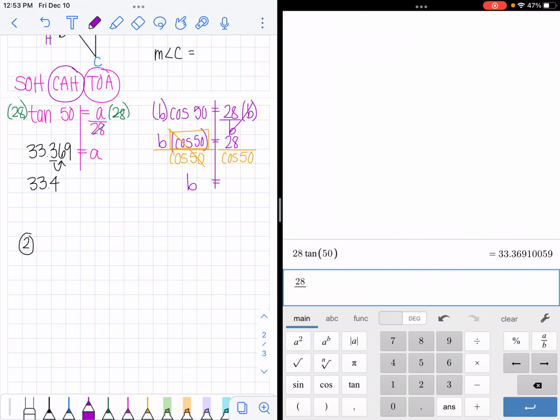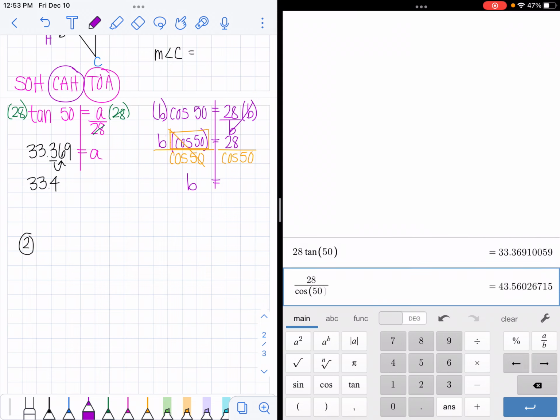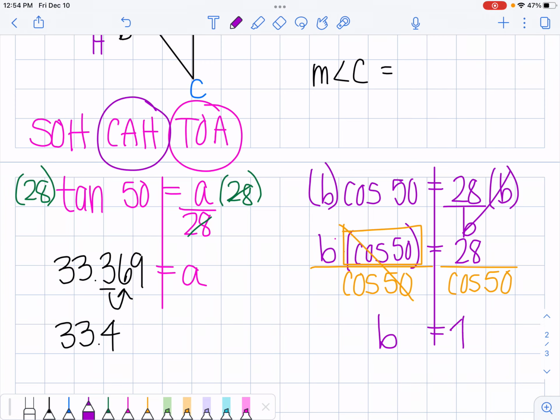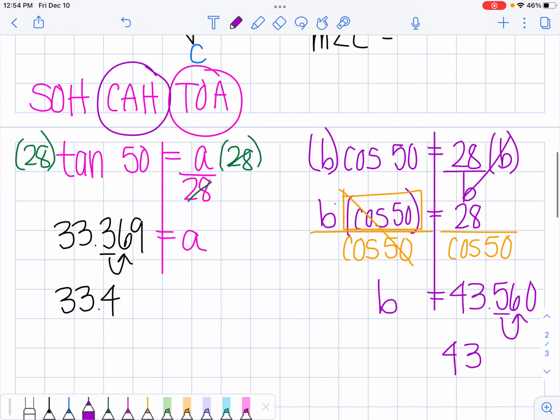28 divided by the cosine of 50 gives me 43.560. Again, I want to round to the tenth, so here's my number in the tenth. I look over, I have a 6, so that 5 is going to move up to a 6, so this is going to be 43.6.